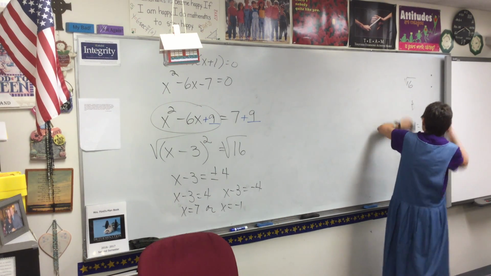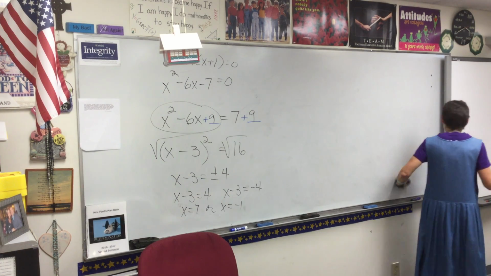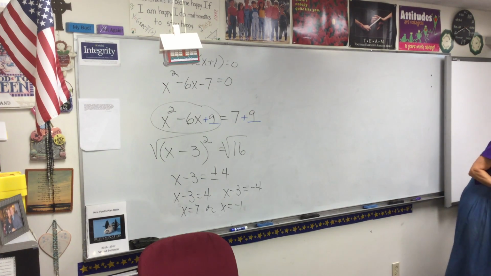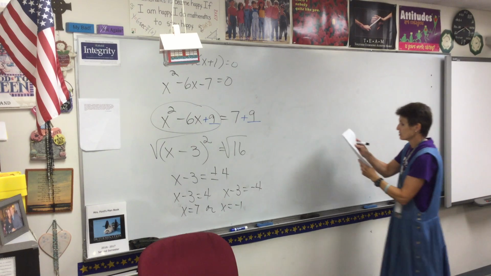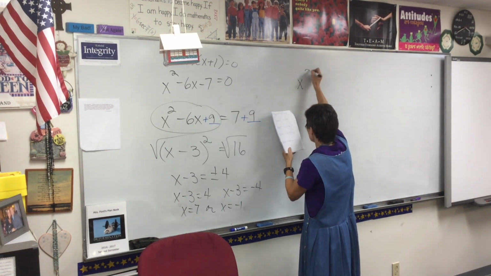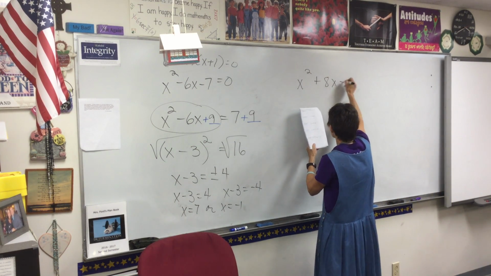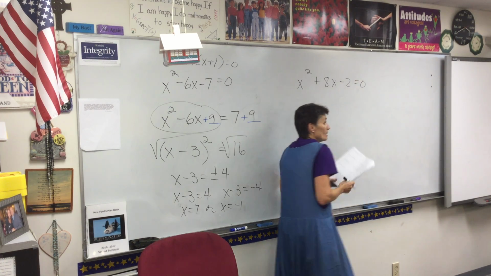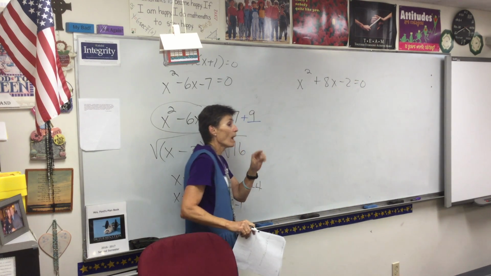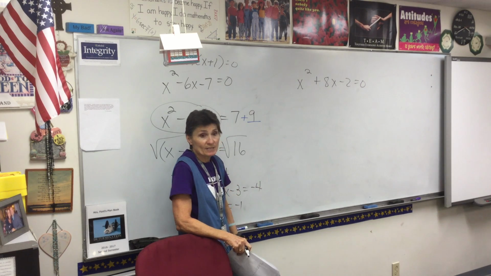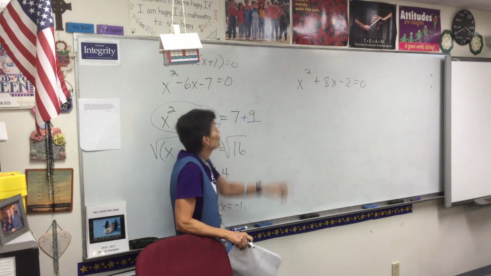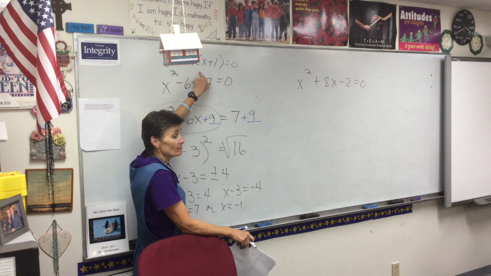All right, I'm going to leave that one up there. You've got it in your notes. Let's use it as a model. And we're going to complete the square. Actually, we have 2 more to do. X squared plus 8x minus 2. Now, try as you might, this is not going to factor. You are not going to be able to do that.